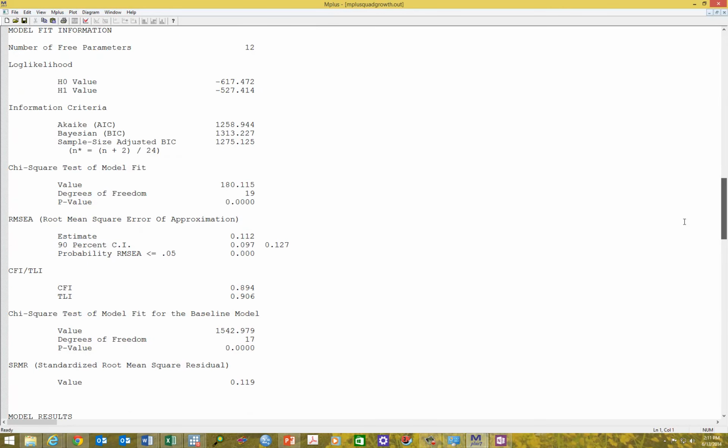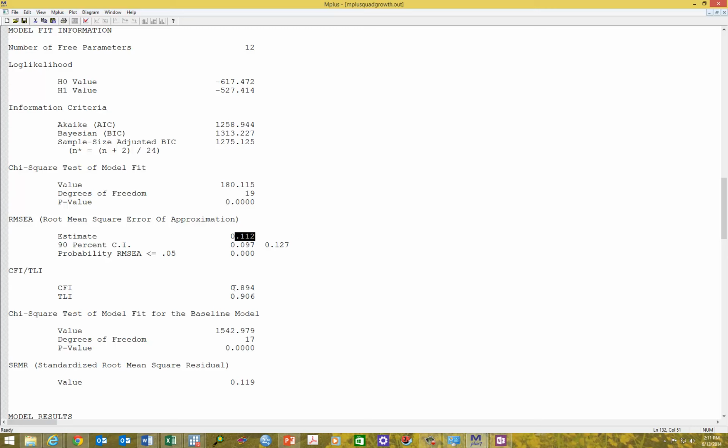and look down, and we see our RMSEA here. The estimate is really bad. It's above 0.06, above 0.08, which may indicate marginal fit, but we're at 0.11. That's pretty high, indicating that our hypothesized model of a straight line linearity doesn't seem to work here.